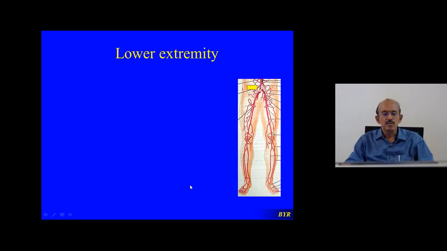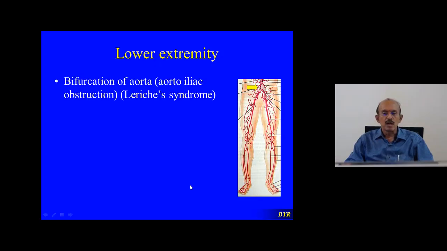Clinical features: lower extremity. Already we have seen that clinical features will be intermittent claudication, features of pregangrene, and features of gangrene, depending upon the progression of the obstruction. If the obstruction is at the bifurcation of the aorta, when the plaque occurs at the bifurcation of the aorta, it is called Leriche's syndrome. This is one of the frequently asked questions in the theory examination as short notes. So what is Leriche's syndrome? It is nothing but atherosclerotic plaque formation at the bifurcation of the aorta.